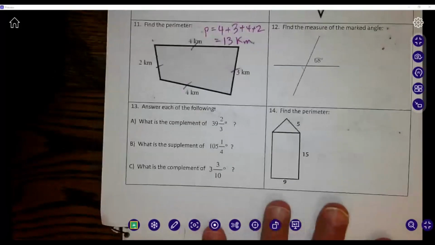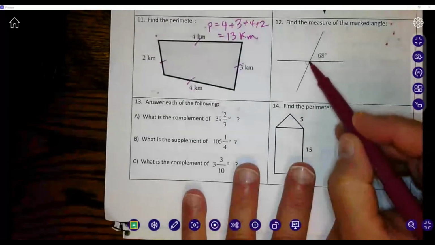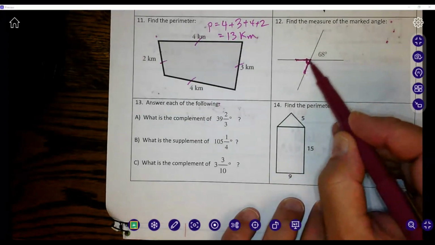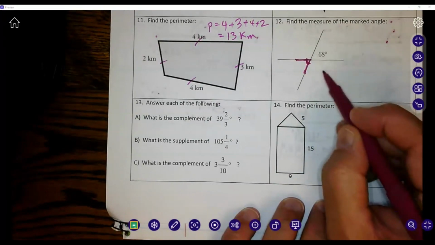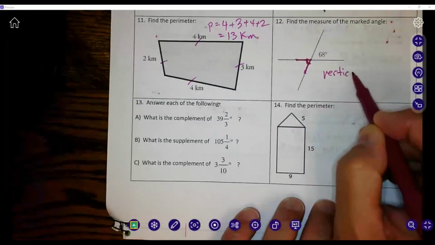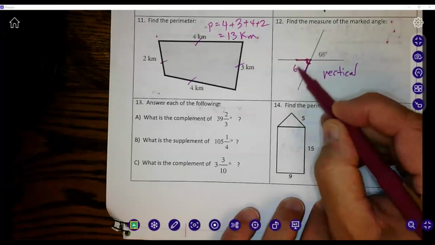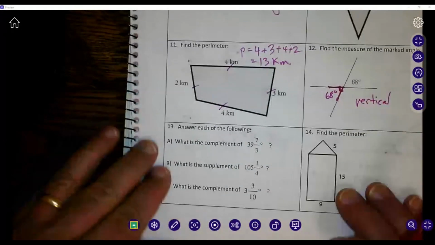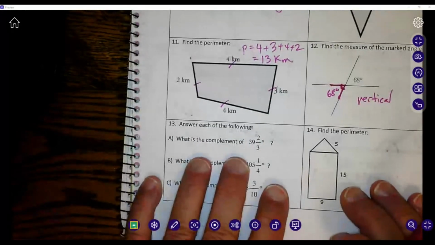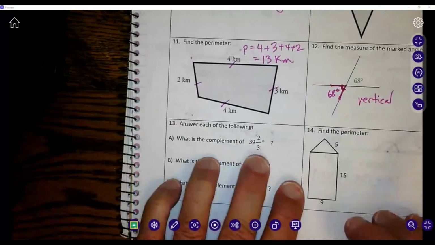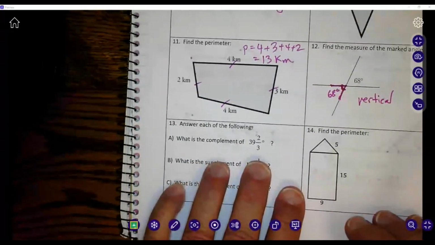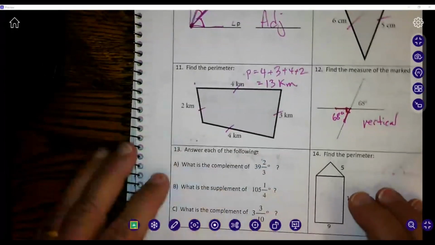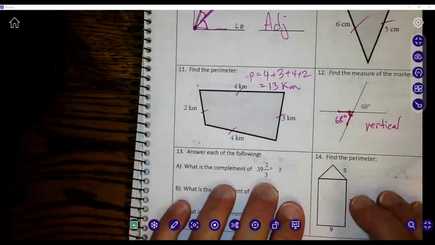All right, let's look at number 12. They want to know, what is this angle right here? Okay, and that is because these are vertical angles. And so, yes, this angle is 68 degrees. Look at number 13. They want to know, what is the complement of 39 and 2/3? Uh-oh, fractions. Not going to get away from them. We're going to continue to have them all the time.